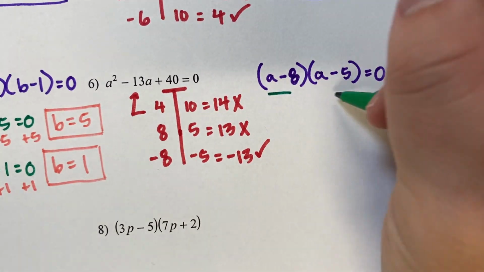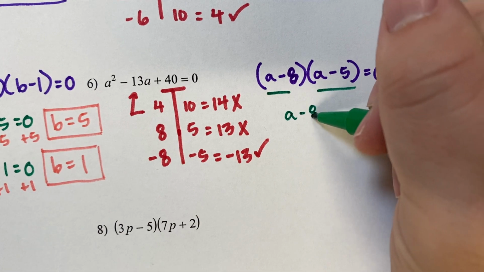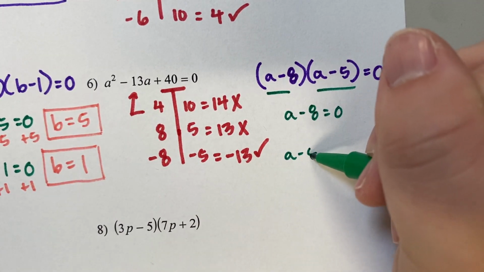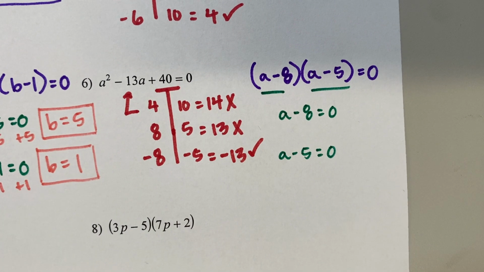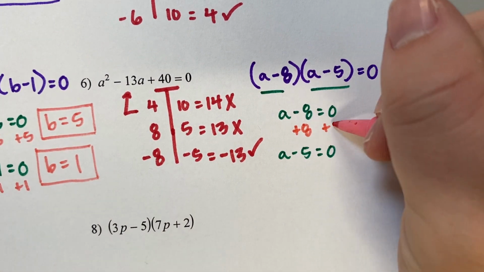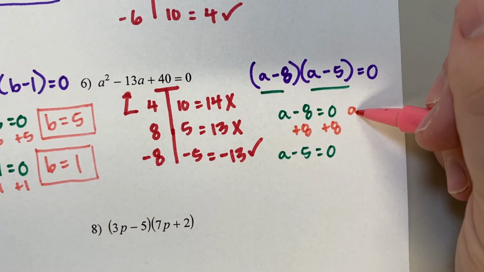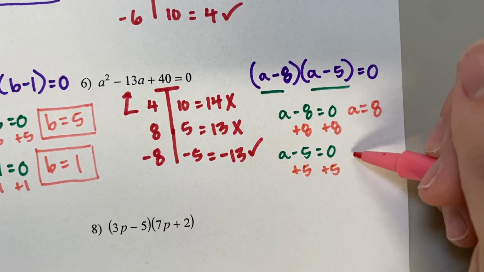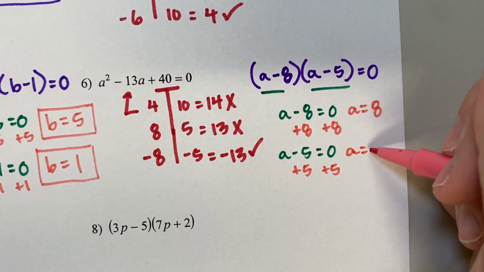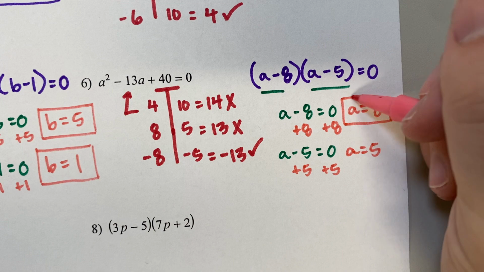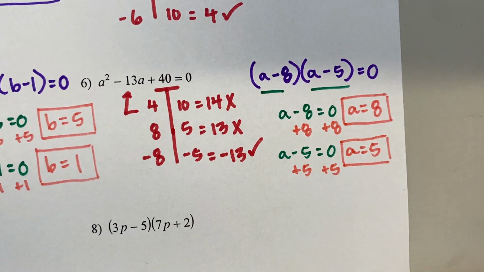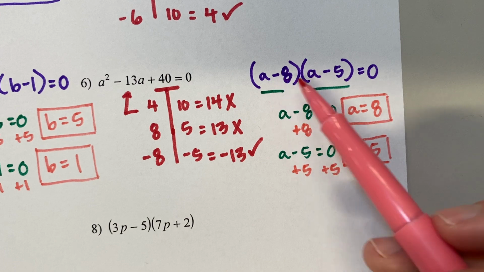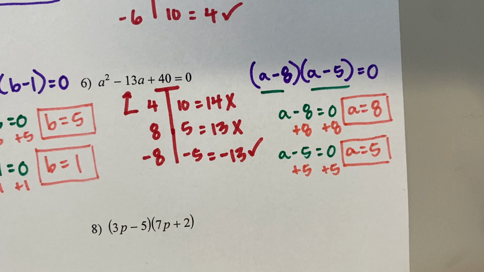Okay, so again, we're going to take each of these pieces and set them equal to 0. A minus 8 equals 0, and a minus 5 equals 0. Now we can solve. Okay, opposite of minus 8 is going to be to add 8 to both sides. 0 plus 8 is 8. Opposite of subtract 5 is to add 5 to both sides. 0 plus 5 is 5. Okay, what you'll notice here, and this doesn't always work, okay, but these factors, we got a negative 8 and a negative 5. Our answers were just the opposite, positive 8, positive 5. Beautiful.